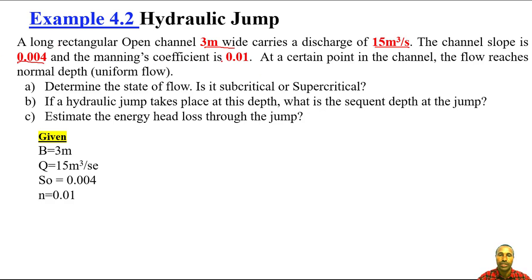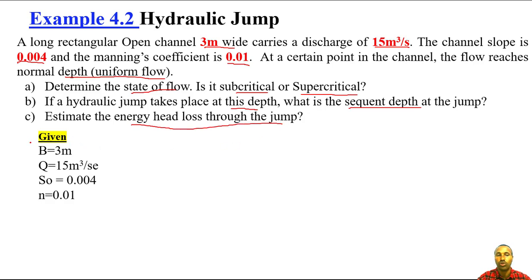and Manning's roughness 0.01. At a certain point in the channel, the flow reaches normal depth or uniform flow depth. Then determine the state of flow. So you are asked the state of flow, whether subcritical or supercritical, depending upon the Froude number before the jump. If a hydraulic jump takes place at this depth, what is the sequent depth at this jump? What will be the second depth or post-jump depth? Estimate the energy head loss through the jump.